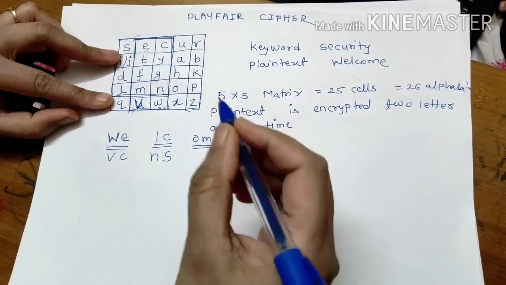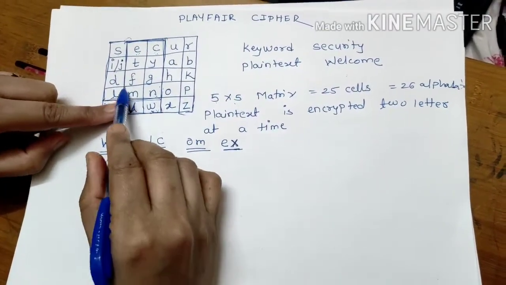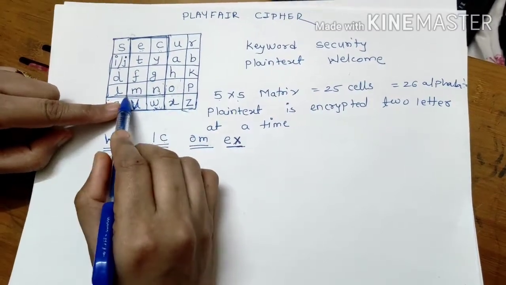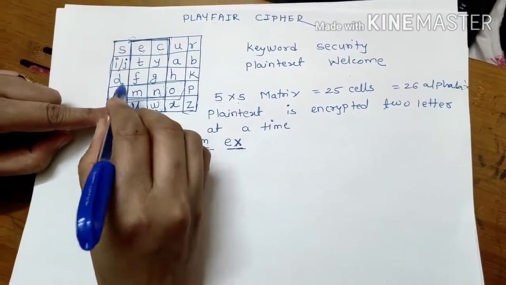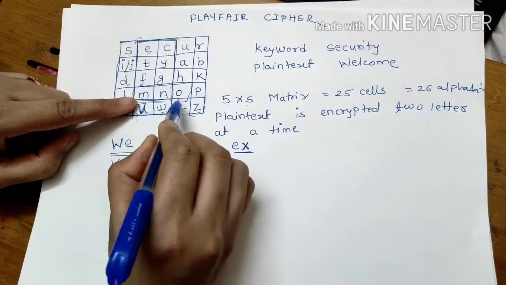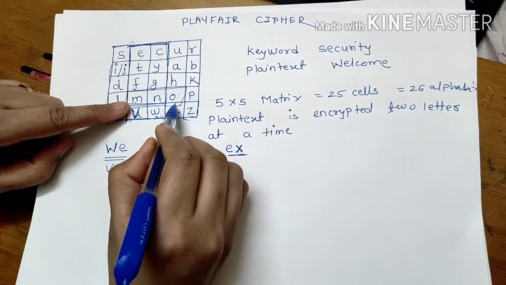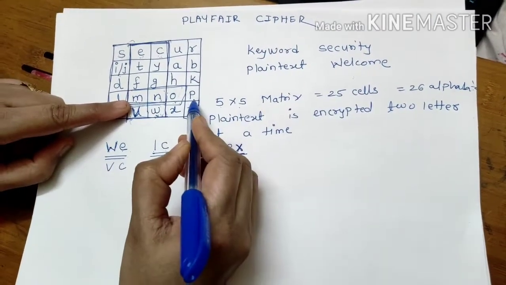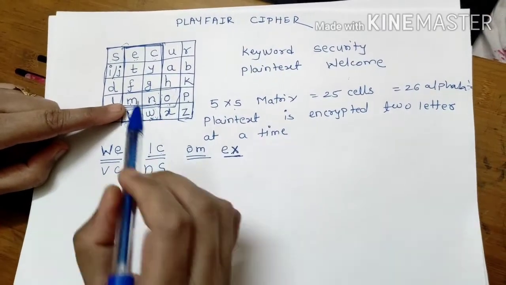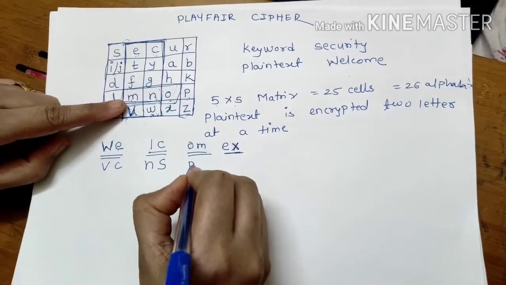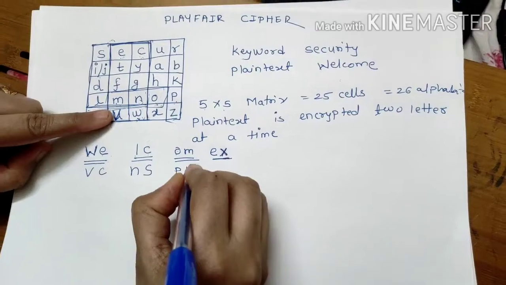Then OM. Now O and M are in the same row. Whenever the letters are in the same row, then we have to replace each letter with the letter on its right-hand side. So O will be replaced with P and M will be replaced with N.